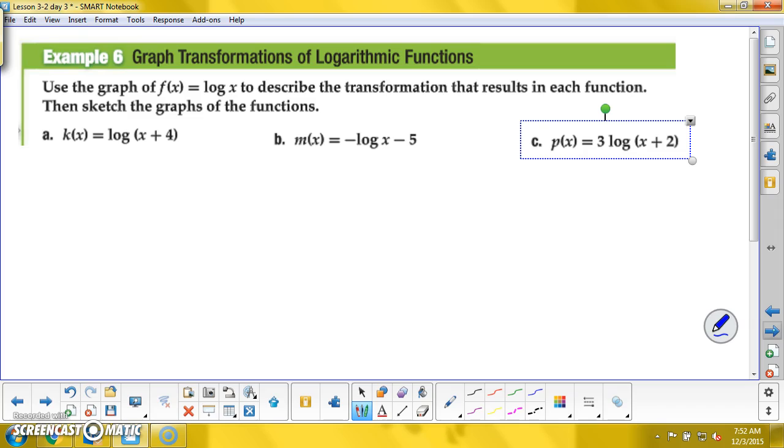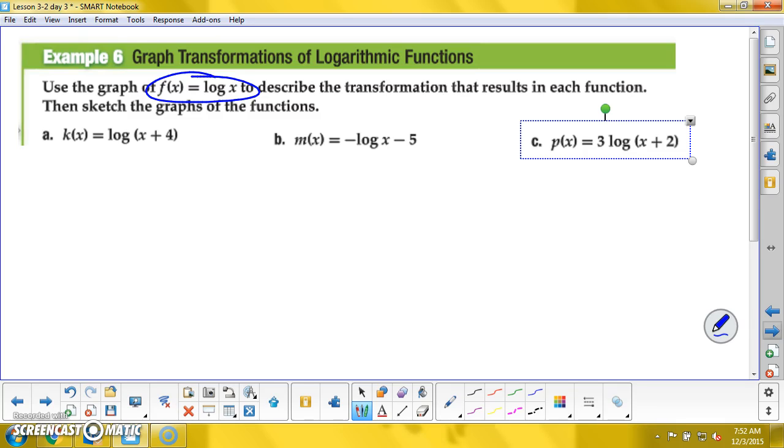And so the last kind of problems that we're going to discuss are right here. Example 6. Use the graph of this function to describe the transformations that result in each function. Then sketch the graphs of each function. So we're going to compare this, just a basic common log graph, log of x base 10, into part A, part B, and part C.